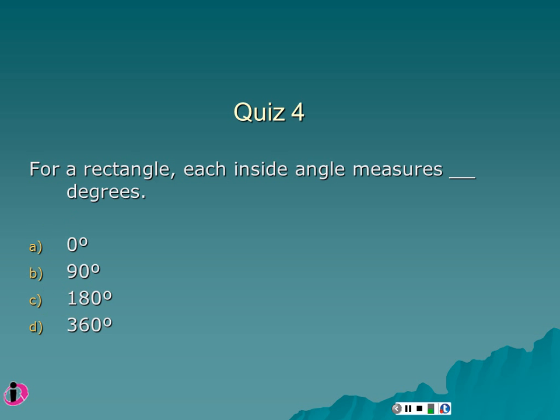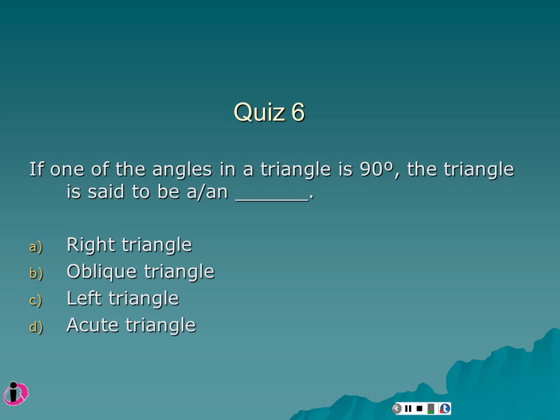For a rectangle, each inside angle measures, each angle was 90 degree, right? For a rectangle. Even for a square, that is true. So the right answer is B. For a triangle, the inside angles add up to 180 degree. Doesn't matter what triangle it is. So the right answer is C.